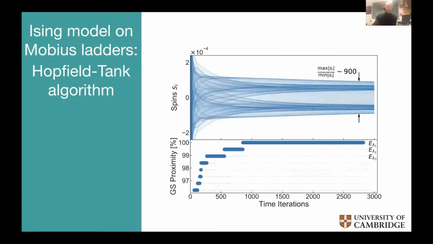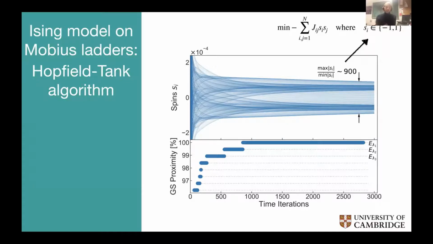And moreover, if we take a look at what happens over time in our algorithm, here we show what happens to the spin amplitudes in the Hopfield-Tank algorithm for a 1000-size network. We see what is shown here on top: at the end of the time evolution, the ratio of the maximum amplitude to the minimum amplitude in absolute values is actually 900. So our spins are not even binarized, which means that we're actually not solving the Ising model at all, and we're doing just something else.